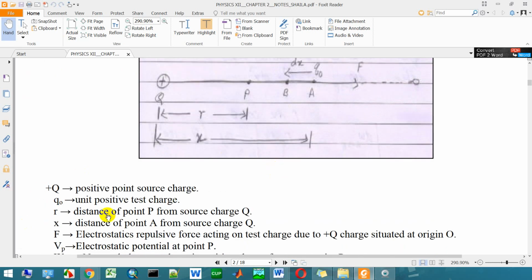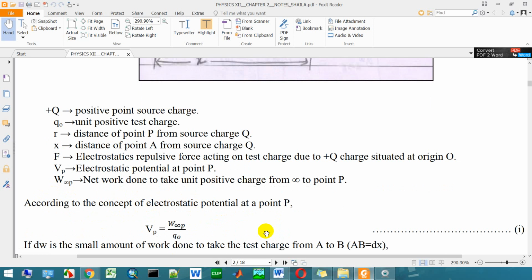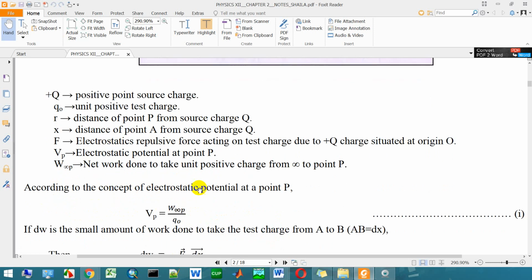Now here all the parameters are well defined: plus Q, Q naught, R, X, F the electrostatic repulsive force, Vp the electrostatic potential at point P, and W from infinity to P, which means the net work done to take a unit positive charge from infinity to point P. As I already told you, the root formula for electric potential, the first equation, is potential at point P equals W by Q naught, which is equation 1.